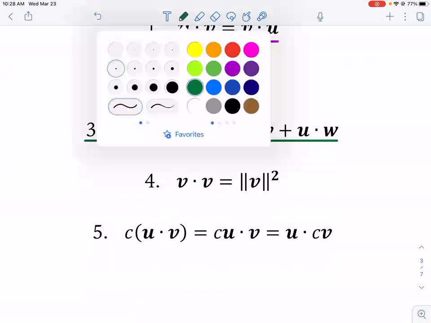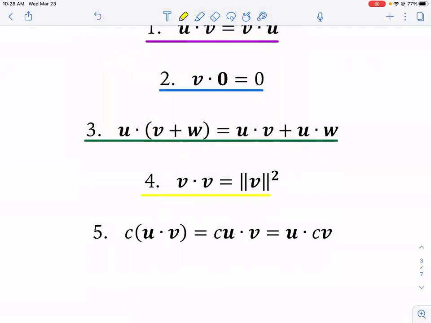Number 4 is actually pretty cool. V dot V is magnitude squared. This one I do want to show you.